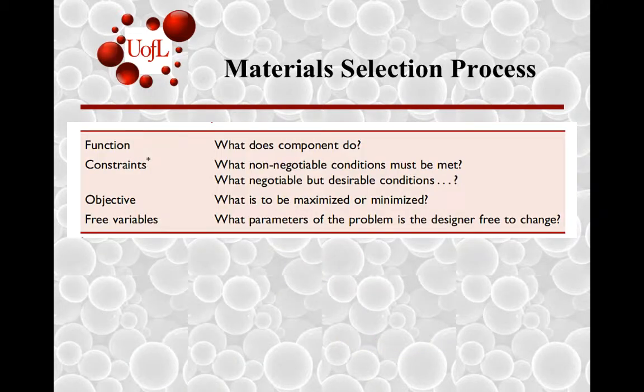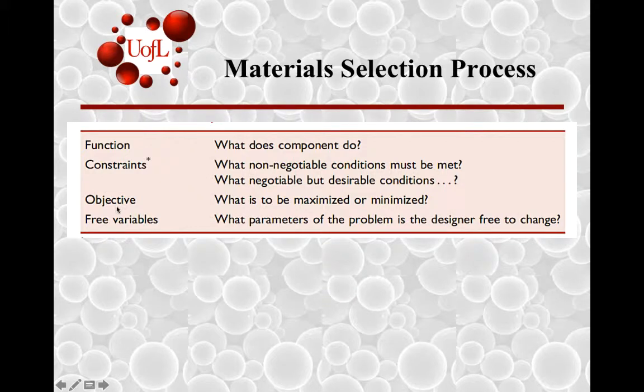In order to do that, we will look at four main steps that we had provided an example for in lecture 3. The first is function. What does the component do? What kind of loads does it bear? Then what are some constraints in the design? How strong should it be? How much load should it take? How stiff should it be? These are kinds of examples. How thermally conductive should it be? That could be another variation. How transparent should it be?